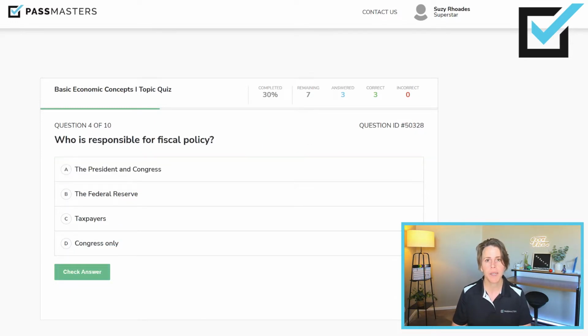Who is responsible for fiscal policy? The President and Congress, the Federal Reserve, taxpayers, or Congress only? Fiscal policy is budgetary changes in tax code. Fiscal policy is set by the President and Congress. The other type of policy the test is going to care a lot about is monetary policy. So who controls the money supply? Yes, that would be the Federal Reserve.